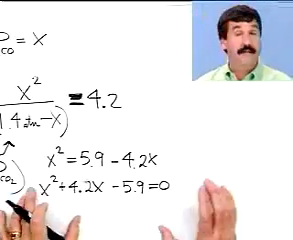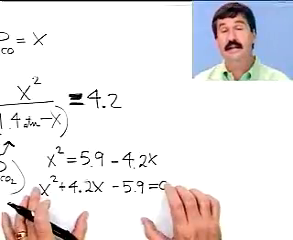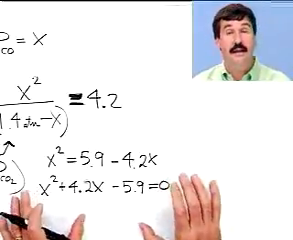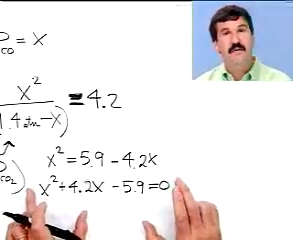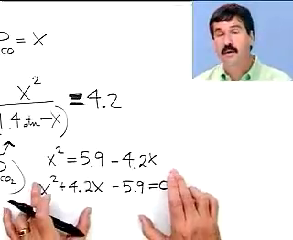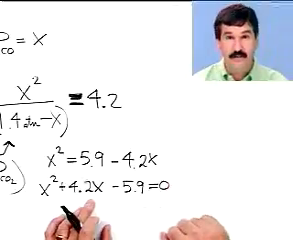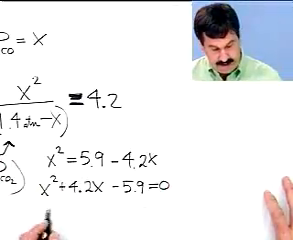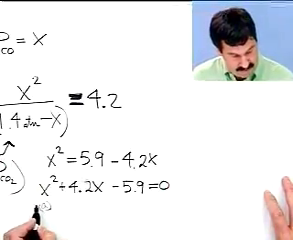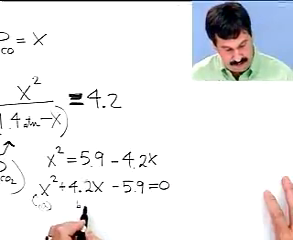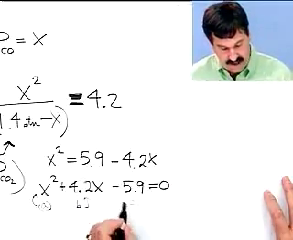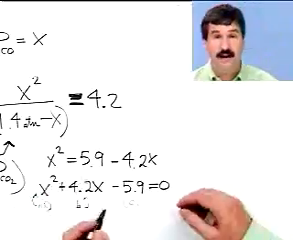If you have a graphing calculator, you can just simply plug in these numbers. If you don't, you'll need to apply the quadratic formula. If you don't remember how to do that, there's another tutorial that you can look at to see how to do it in detail, but at least we'll go ahead and set this up for you. In this case, our coefficient A is 1, our coefficient B is 4.2, our coefficient C is minus 5.9.